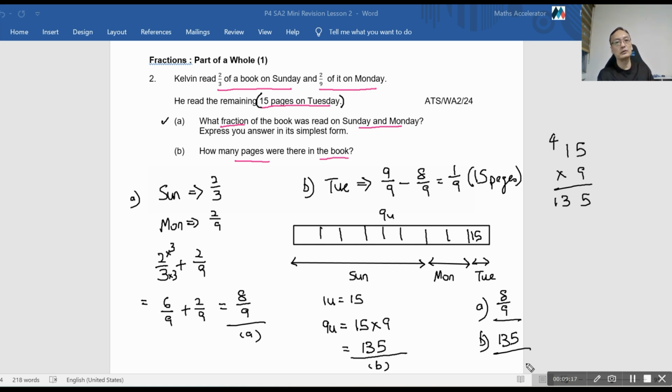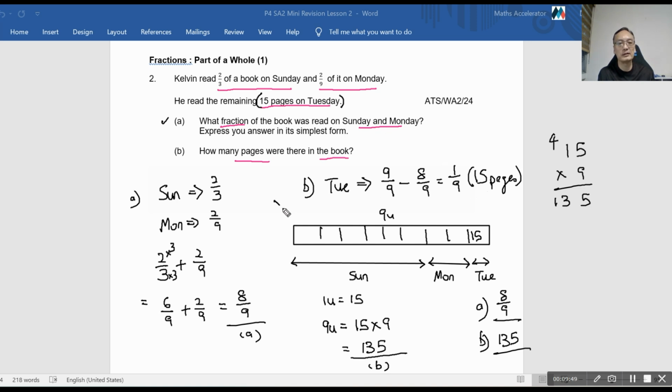So as usual, we carry out the routine. Our first step is to underline some of the keywords over here, which will help us to understand the question better. Right, and to make it even clearer, we organize this information in the form of a model for part B in order to arrive at the answers. So we know that we first of all have to find out the fraction for Tuesday. Tuesday is 1/9 based on our calculation, and we notice that 1/9 is equal to 15 pages.